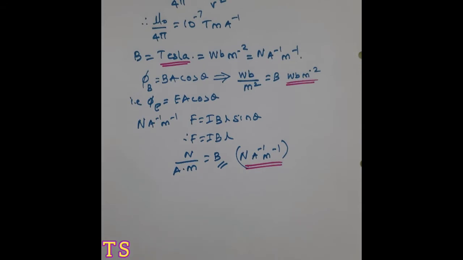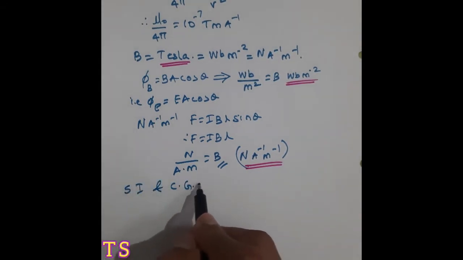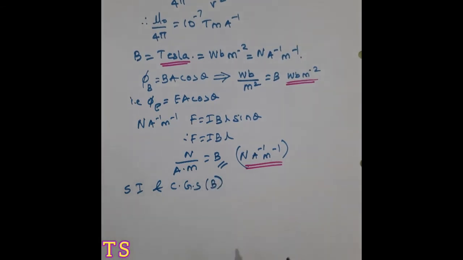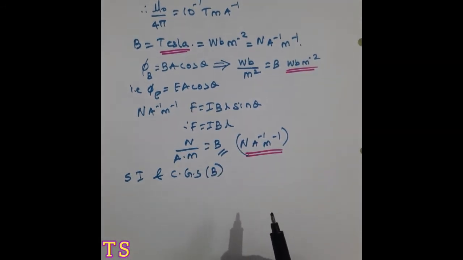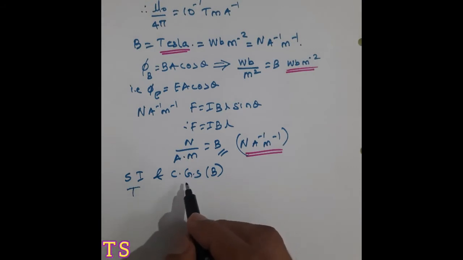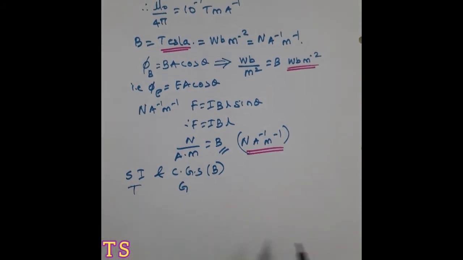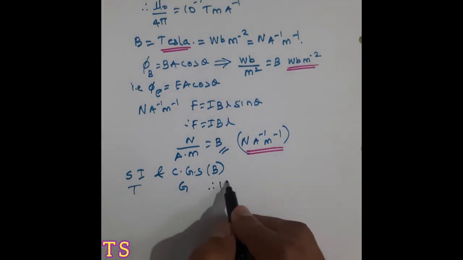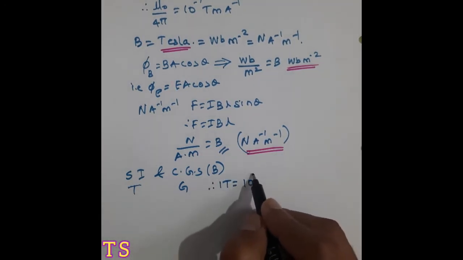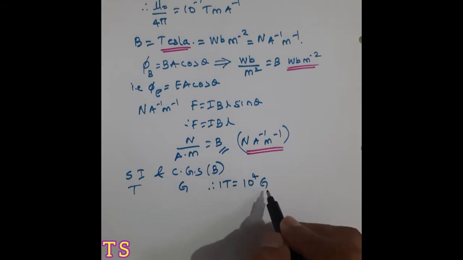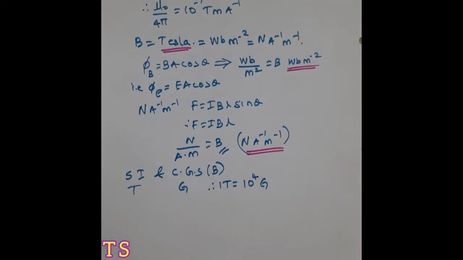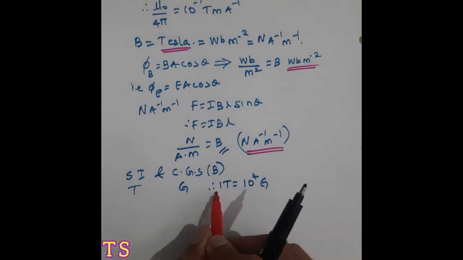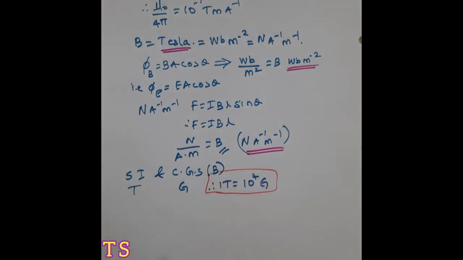Also, the relation between the SI and CGS units of magnetic field. We know now the SI unit is Tesla, and in CGS unit we call it Gauss. There is a relation between both of them, and the relation is that 1 Tesla is always equal to 10 raised to 4 Gauss. Very important, and you should know this relation while solving numericals. Sometimes you need to know this particular type of conversion.